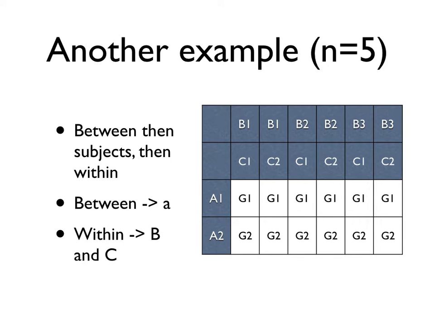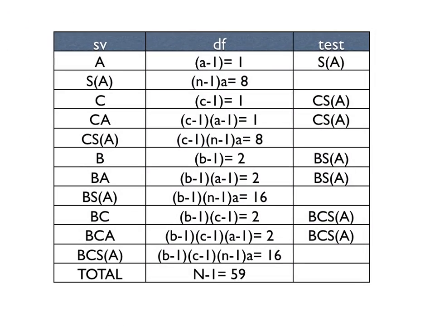Between, subjects, within. So what do we do? Oh, here we go. Look. Between. So the first thing with this is A. The first thing we list is A. We always list the between first. It's got two levels, A minus 1. It's got 1 degree of freedom. Now the next thing, are there any other between factors?